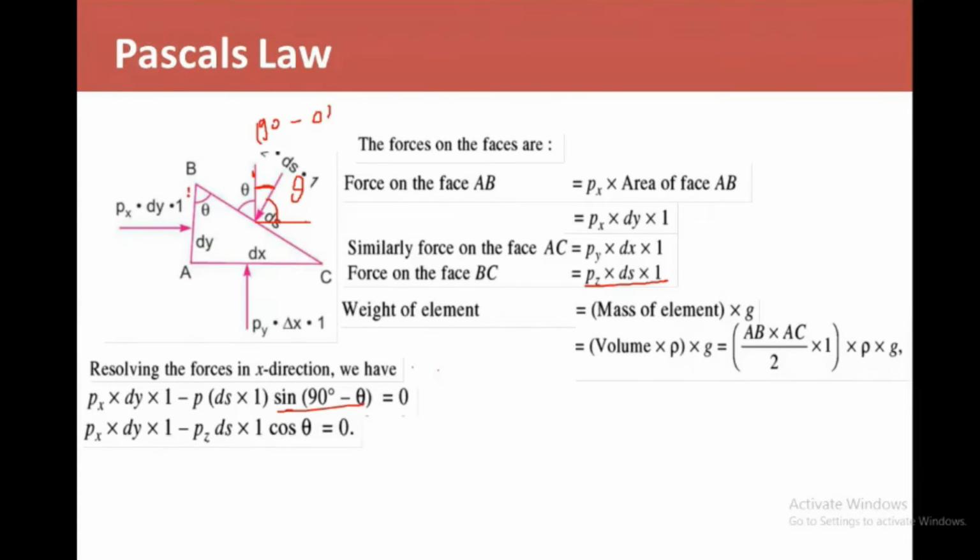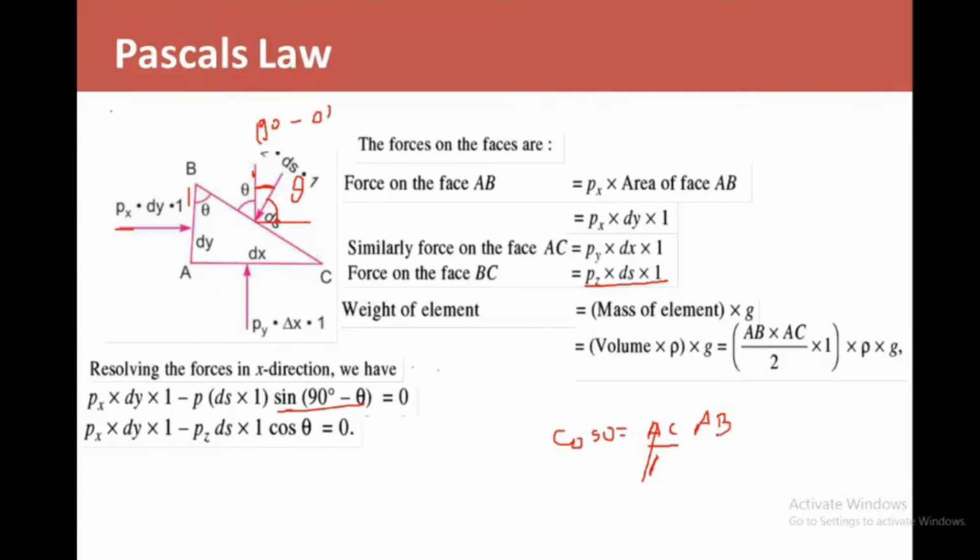ट्रायंगल ABC, इस ट्रायंगल में क्या हो रहा है, cos थीटा. So cos theta is nothing but adjacent upon hypotenuse. Adjacent is AB upon hypotenuse, that is BC.